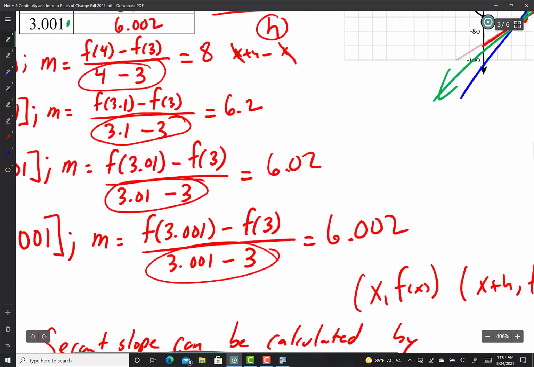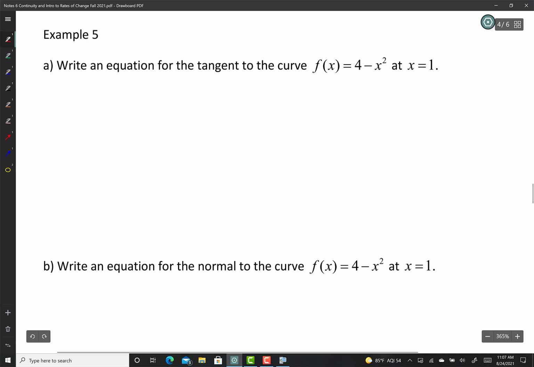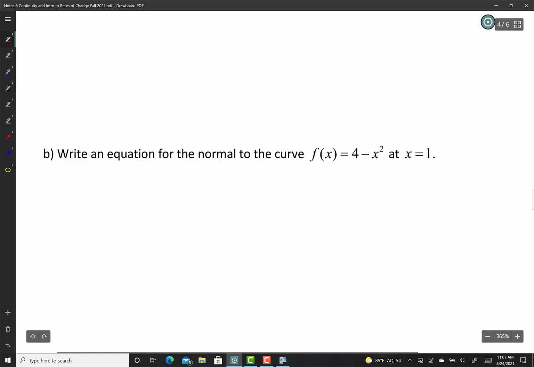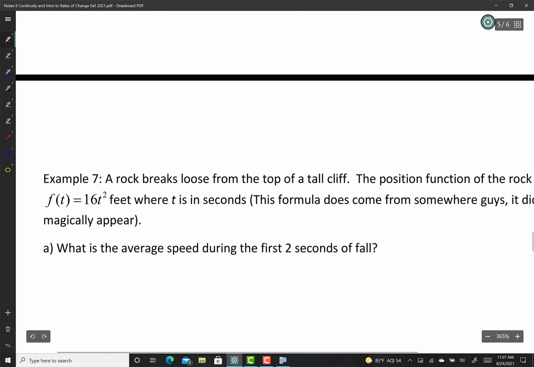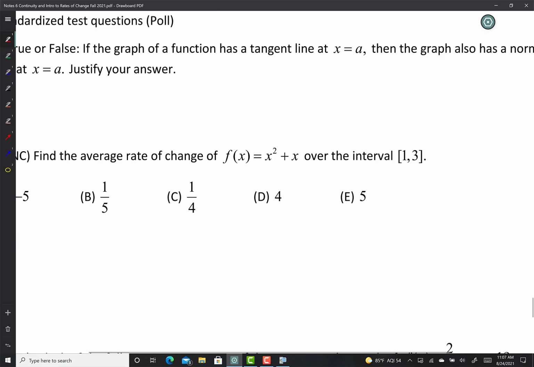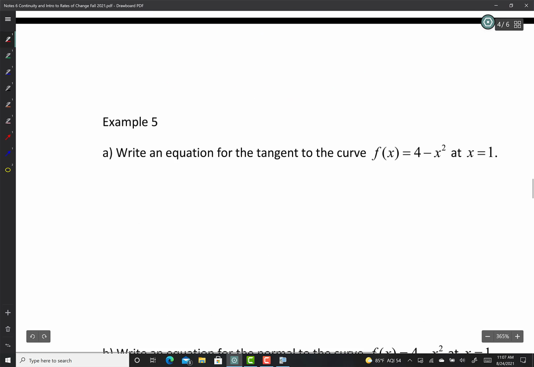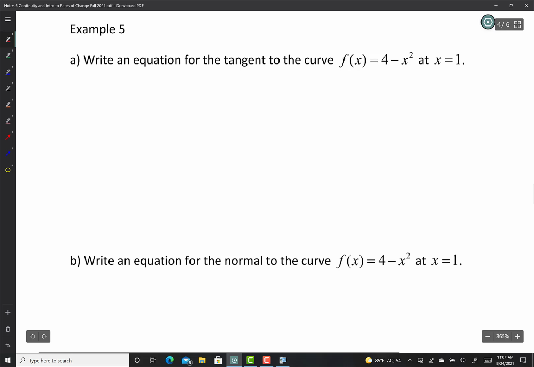All right. I think, let's see, can we do another one? Yes. Let's do this one here. Let's see if we can now do this without much complications. You guys ready? We're not going to be able to finish this too much, so we'll stop at example 5. All right, it says write an equation for the tangent to the curve f of x equals 4 minus x squared at x equals 1.